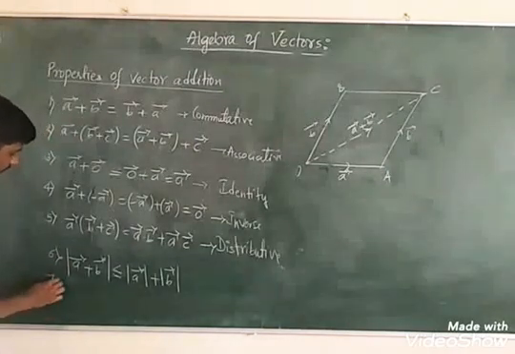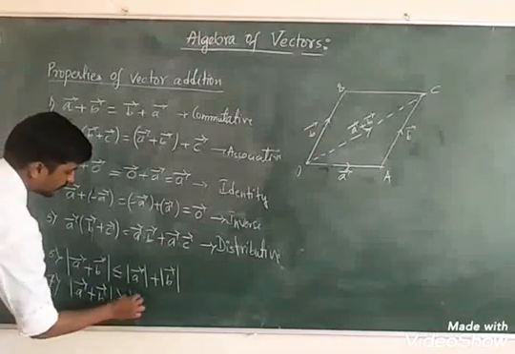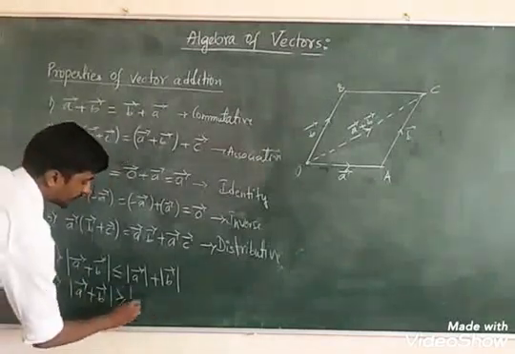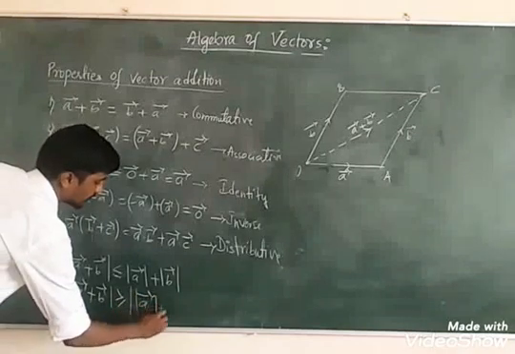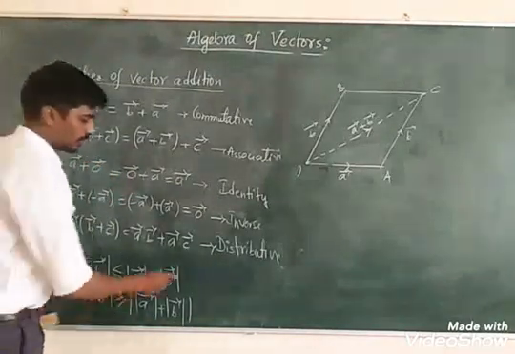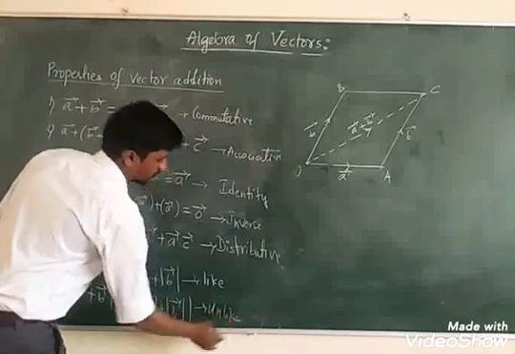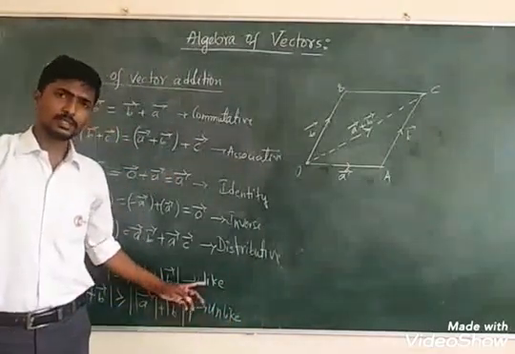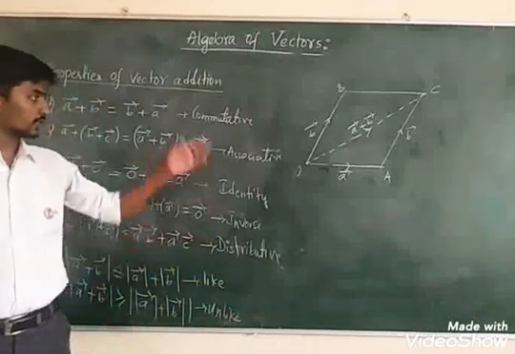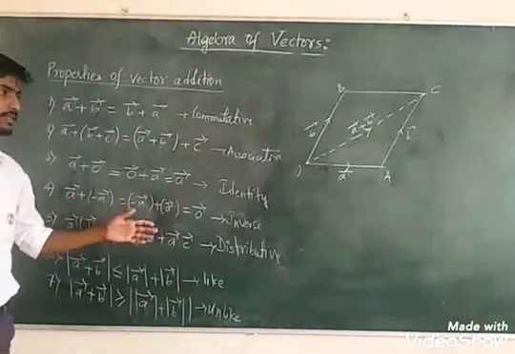Another thing for vectors: the magnitude of vector A and magnitude of vector B is greater than or equal to the magnitude of vector A. This case is for like vectors, and this is for unlike vectors. Like vectors means they are traveling in the same direction, and unlike vectors are traveling in the opposite direction. These are the properties of vector addition also. Please note down these points and let us move on.